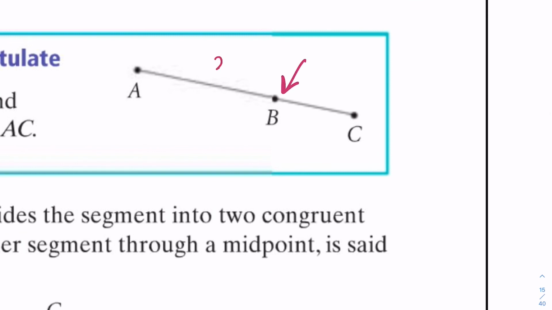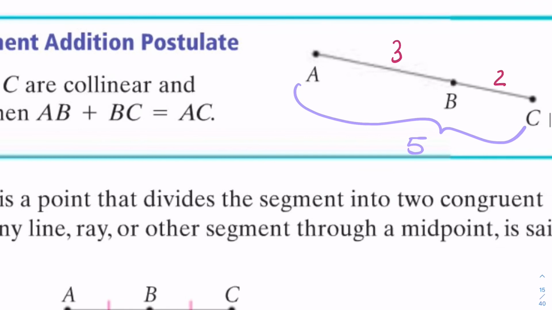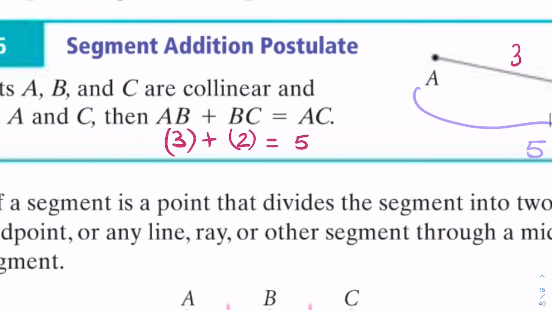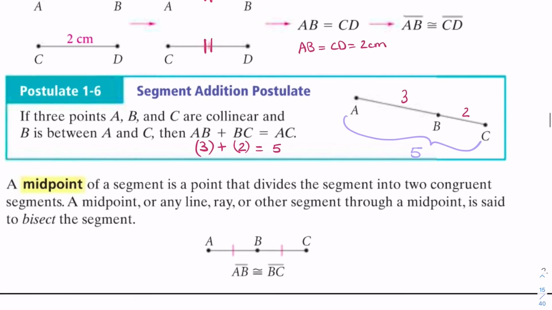That means that if you add this and this together, let's say AB is 3 and BC is 2, I would say to you, how long is this total length? I would say, well, it's 5. Yep, that's true because AB 3 plus BC 2 is equal to AC, which is 5. Segment addition postulate. Pretty easy. Just add them together, and they are equal to the total.